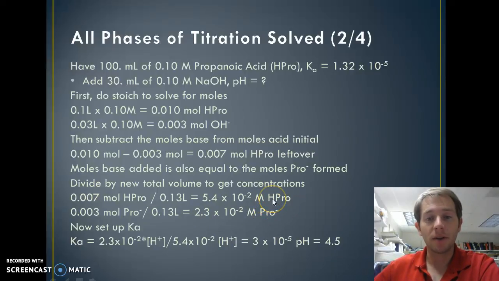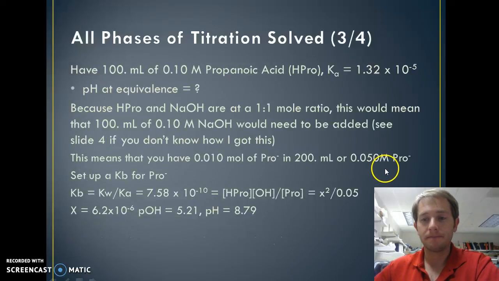Now that I have propanoate ion and propanoic acid, I can just come back to the Ka expression. Propanoate ion concentration times H plus over propanoic acid. My H plus is 3 times 10 to the negative fifth molar, and my pH is 4.5.